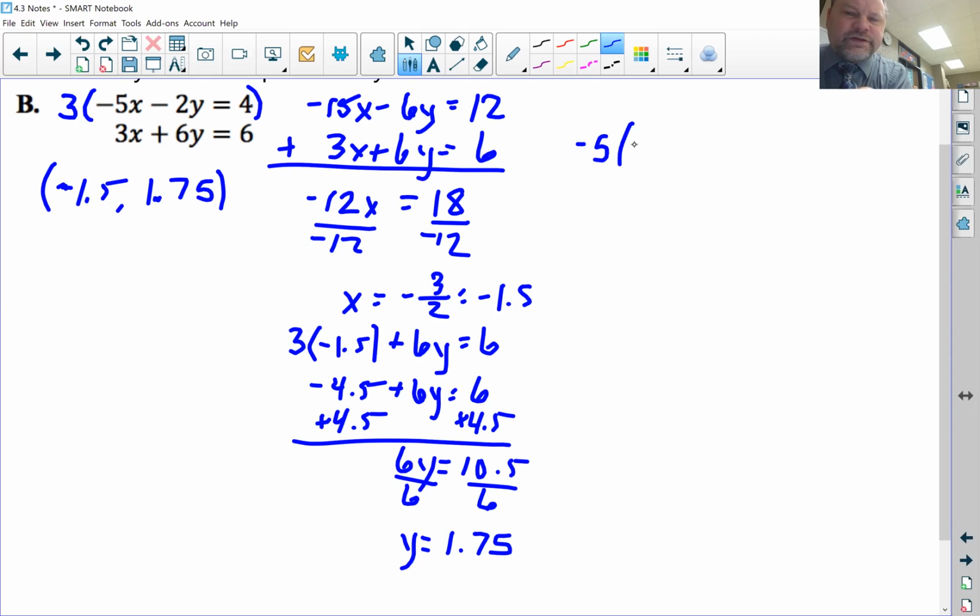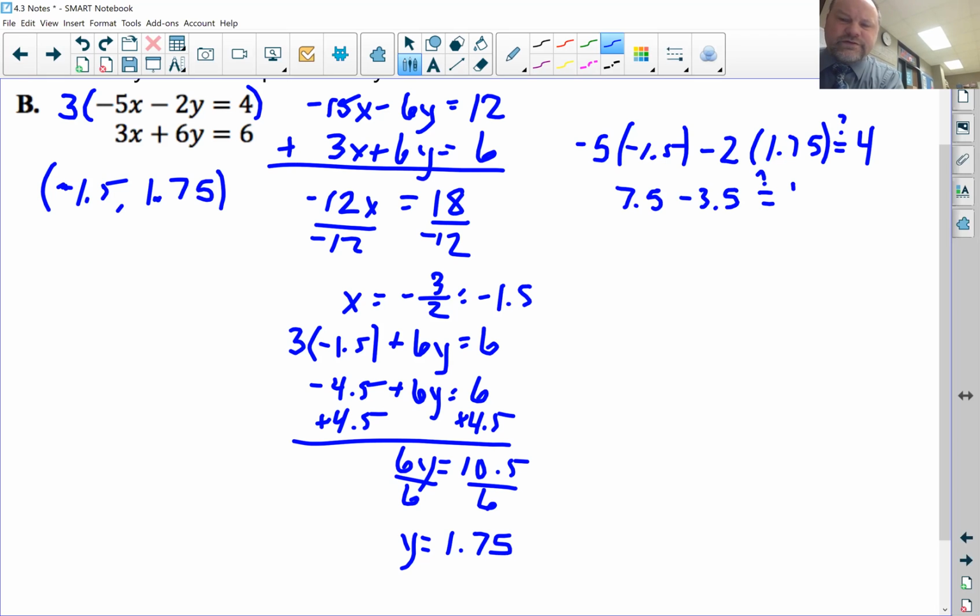Negative 5 times negative 1.5 minus 2 times 1.75. Is that equal to 4? I get a negative times a negative, that's going to be positive. 5 times 1.5 is 7.5 minus 2 times 1.75 is 3.5. And that indeed equals 4.